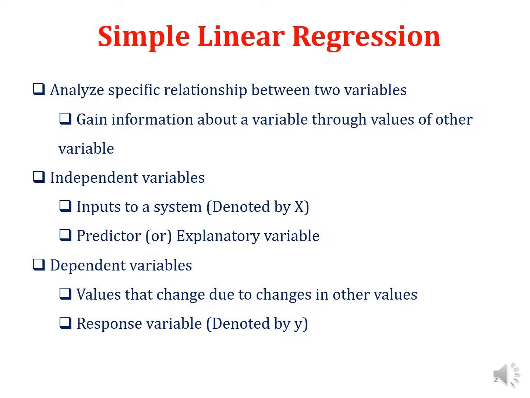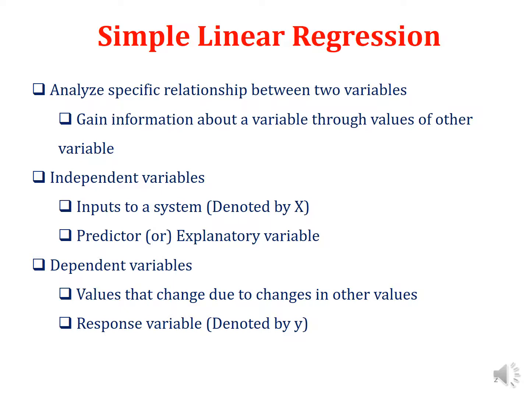There are two types of variables. One is the independent variables and the other is dependent variables. The independent variables are denoted by uppercase X. They are the inputs to a machine learning system. These independent variables are called either predictor or explanatory variables. The dependent variables are the response variables, which are denoted by a lowercase y. It's only by convention. You can use either way, it won't affect the machine learning problem.